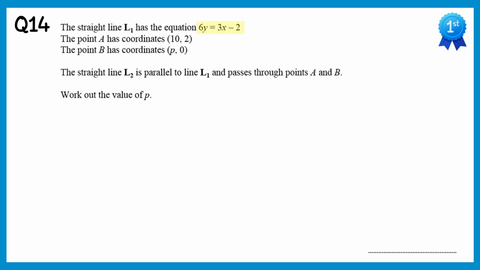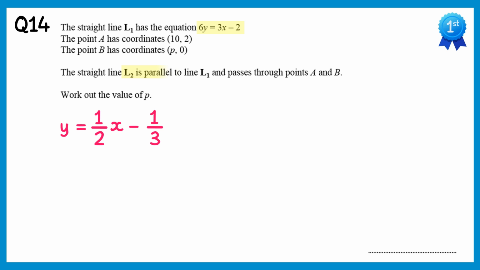This is the equation of line L1. If we divide both sides by 6, we'll get y equals 3 over 6x minus 2 over 6, and both of these fractions simplify to 1/2 and 1/3. This tells us the gradient of line L1 is 1/2.